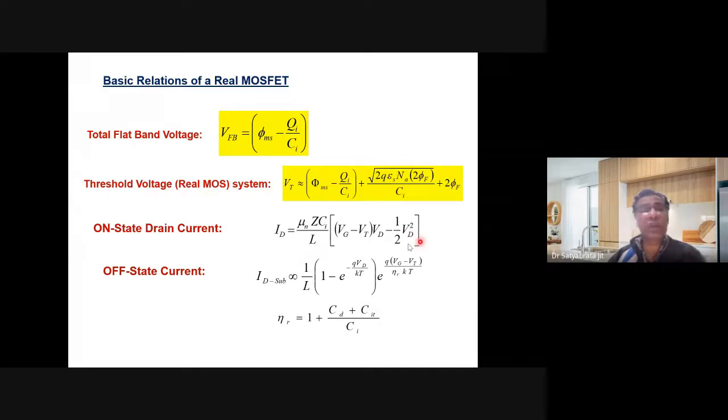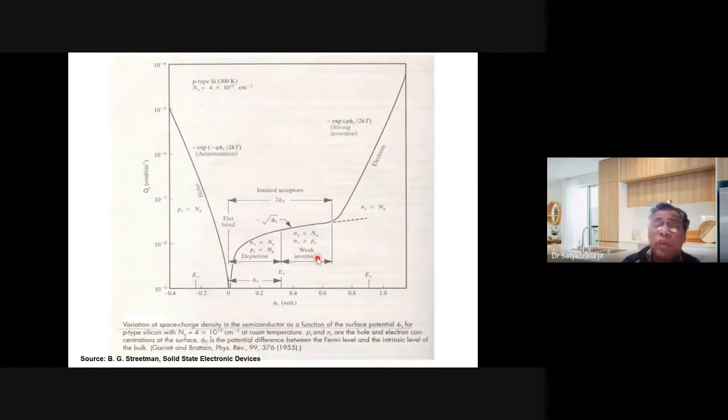This is the on-state current and this is the off-state current. That is the off-state current particularly that happens here. So in this weak inversion and strong inversion, we consider the device is on, the MOSFET is on, and the channel is formed.